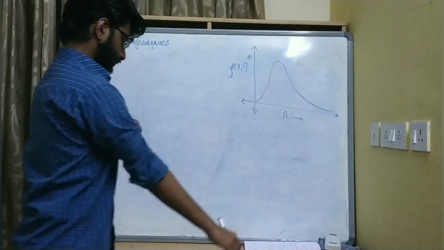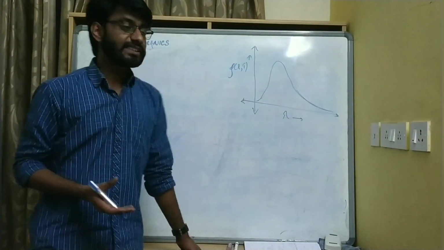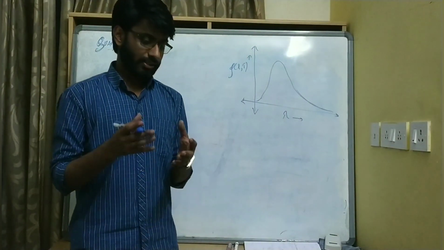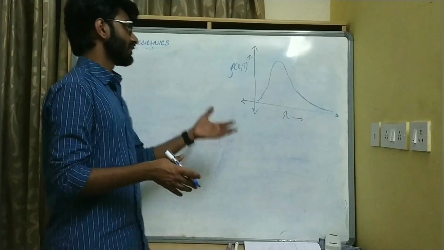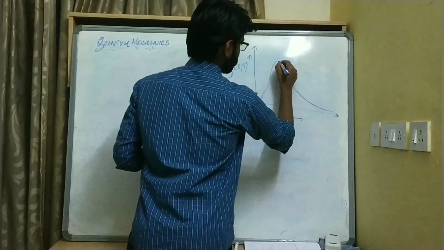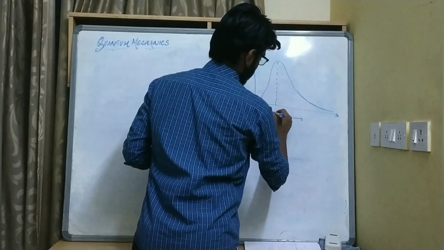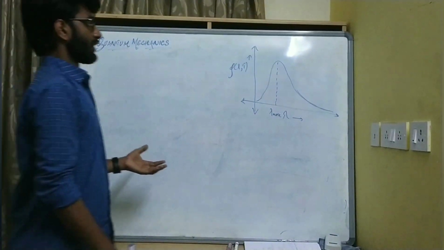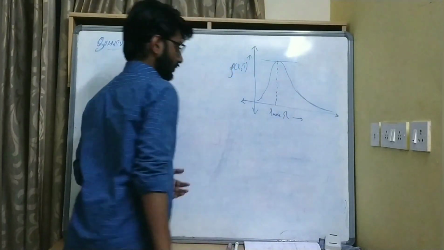Okay, so I told you when I was talking about Wien's displacement law that lambda max times temperature is constant, and lambda max is not the maximum wavelength. It is the wavelength at which we get the maximum energy density. So this is lambda max. In order to obtain Wien's law, you can say that at this point the slope is 0.